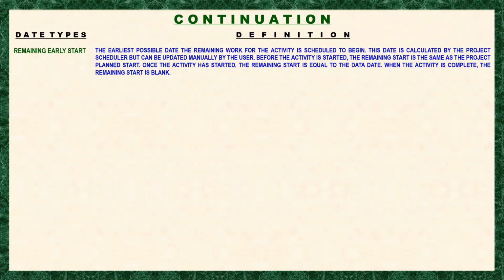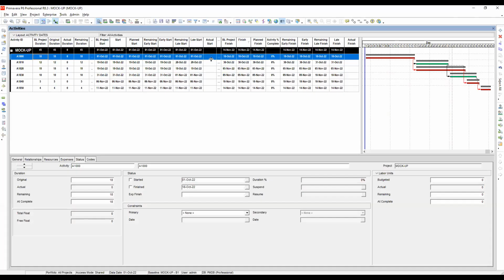Before the activity is started, the remaining start is the same as the project plan start. So once the activity has started, the remaining start is equal to the data date. So when the activity is complete, the remaining start is blank. Okay, so we will have to make our own assessment here.